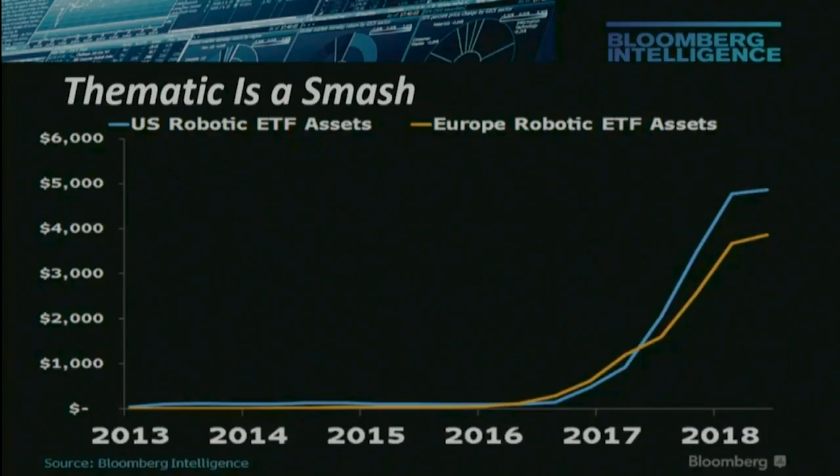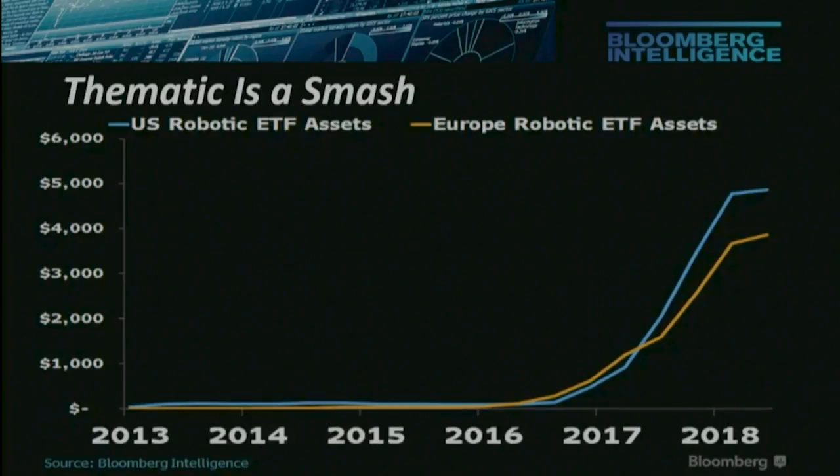But to give you context, robotics is bigger than ESG in the U.S. alone. There are more assets in robotics ETFs than in all the ESG ETFs. There's about 8 billion or so globally. And what's interesting is that in Europe, the biggest tech ETF, even bigger than broad tech, is a robotics ETF. It's even bigger than the S&P 500 tech ETF in Europe.